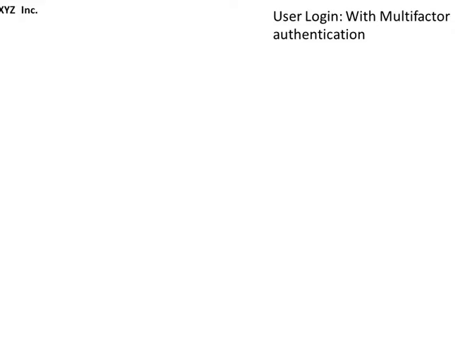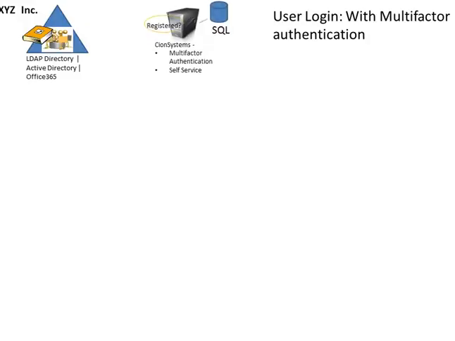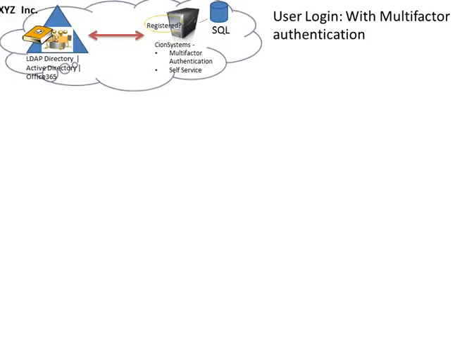Now, how does multi-factor authentication work? Let's take a look at a company's case, XYZ Incorporation. They have a domain, generic LDAP or Active Directory or Office 365, where the user gets authenticated. They have Sun System multi-factor authentication also. And Sun System multi-factor authentication talks to the Active Directory or LDAP directory. This can be in the cloud or it can be on-premise.